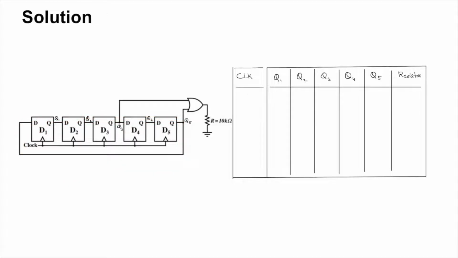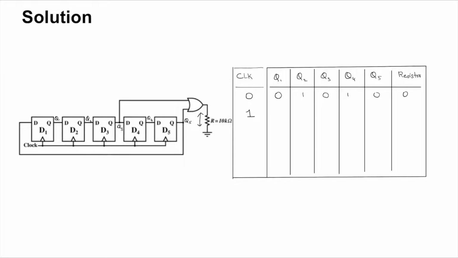So let's say at clock equal to 0, it starts off at 0, 1, 0, 1, 0 as the problem says. Well, then what is the value across the resistor going to be? Well, it's going to be Q3 or Q5. That is the OR of Q3 and Q5. So it's going to be logic 0, which is 0 volt.